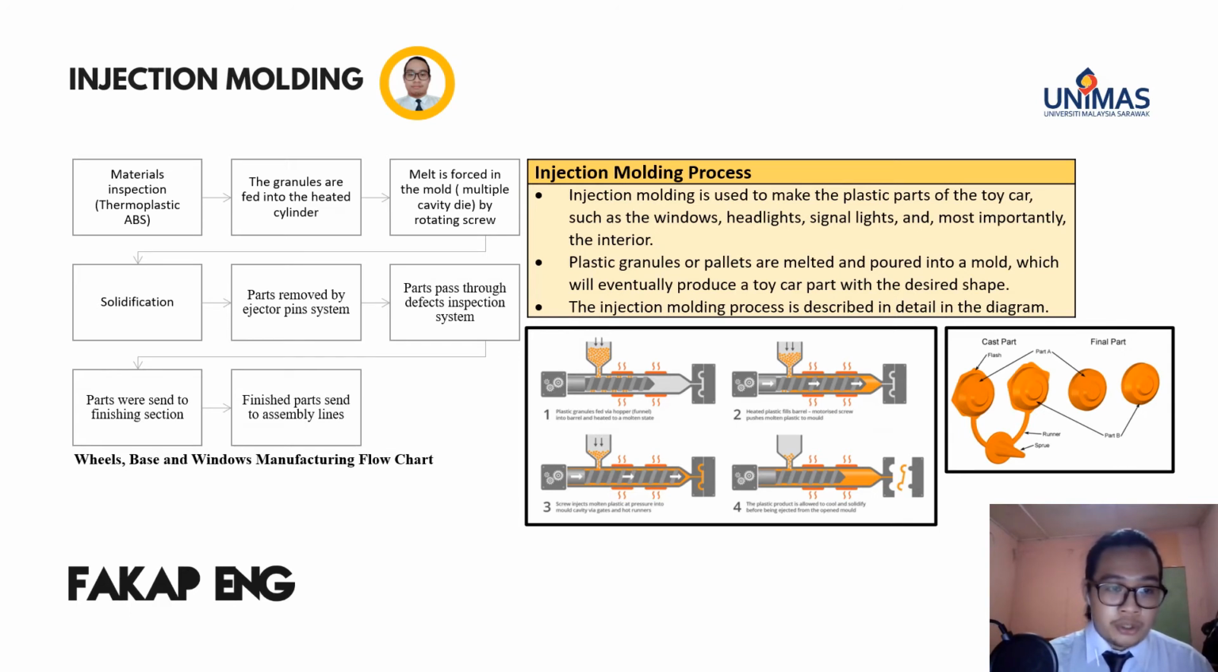The flowchart shows the material inspection, which is the thermoplastic ABS. The granules are fed into a heated cylinder and melted, forced into the mold by the rotating screw. Then the mold will be solidified and the parts removed by the ejector pin system. The parts pass through defects inspection system, and the parts are sent to the finishing section, and the finished part sent to the assembly line.